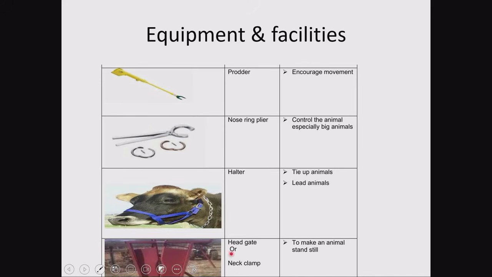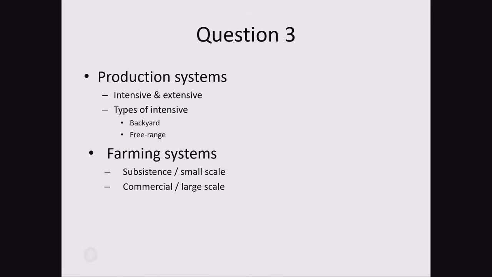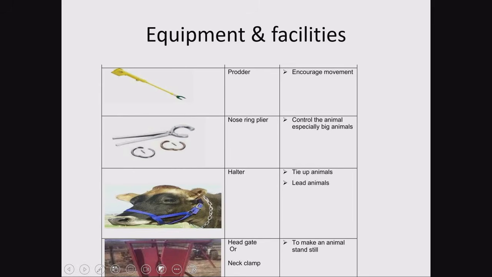And this last one here is the head gate on this slide, or neck clamp. So it's not a head clamp, it's a head gate or neck clamp. Don't confuse the two, because once you write neck gate, it's wrong. Once you write head clamp, it's wrong. So it's head gate or neck clamp. It is used to make the animal stand still. So when you want to administer medication to an animal, especially if you want to inject the animal, you put it on the head gate so that the animal can stand still, to restrict the movement of the animal when you want to perform a procedure.